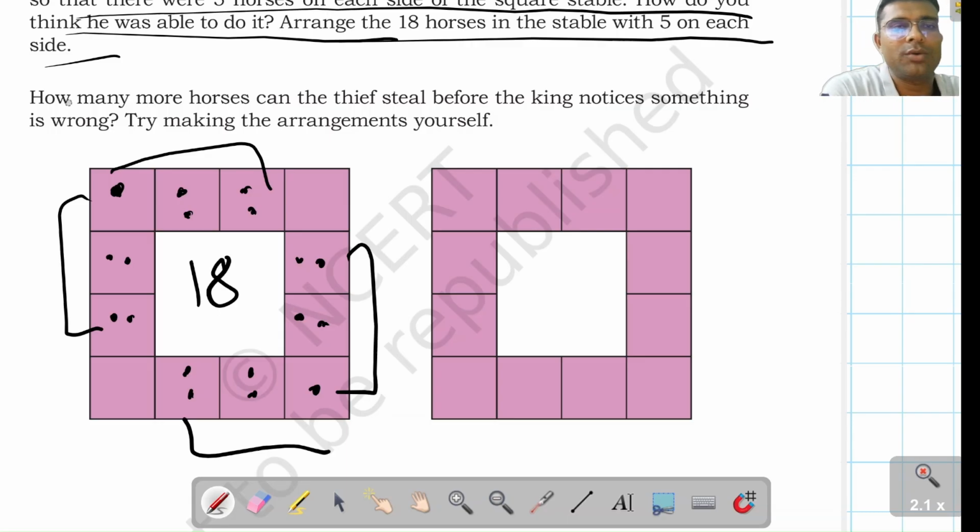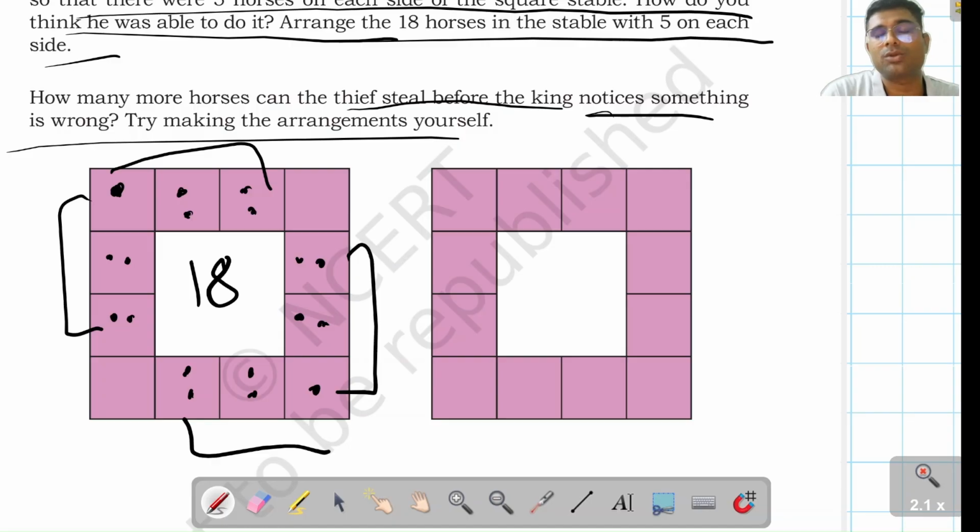Okay, how many horses can the thief steal before the king notice something is wrong? Try making the arrangement yourself. So like if there are 17 horses left, so what we will do, we will keep 3 horses at the corner. Okay, in this way we can arrange the horses. So we have to find how many more horses can the thief steal before the king notice. So we can do, bachcho, we can put maximum horses at the corner.